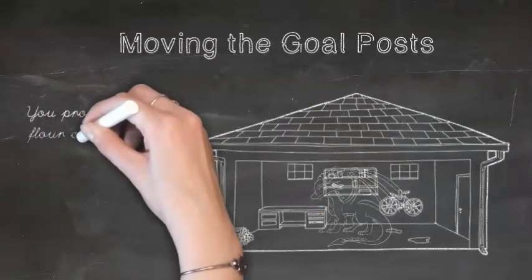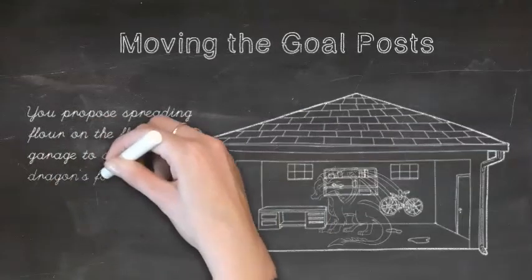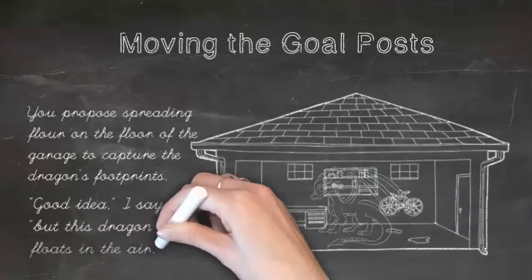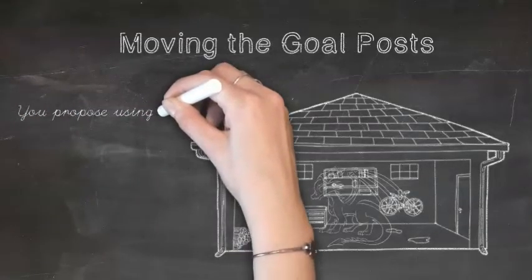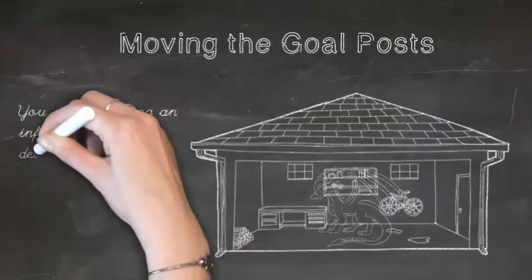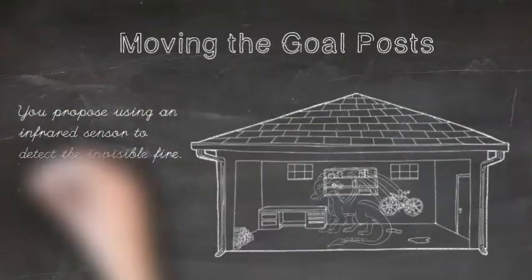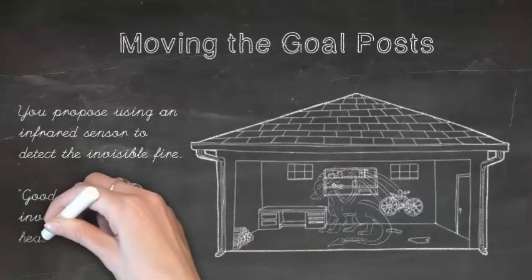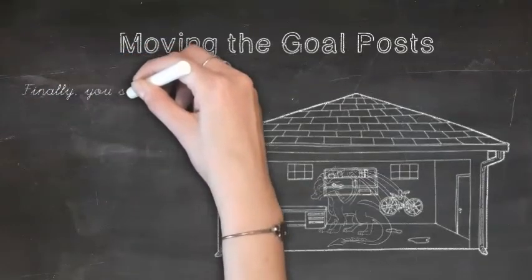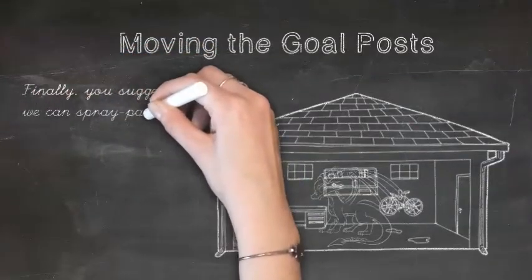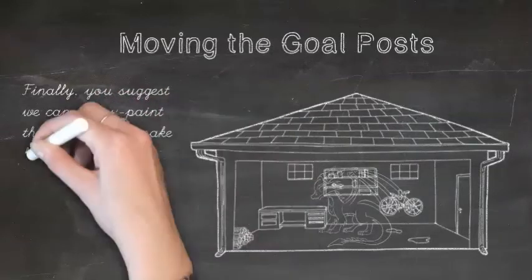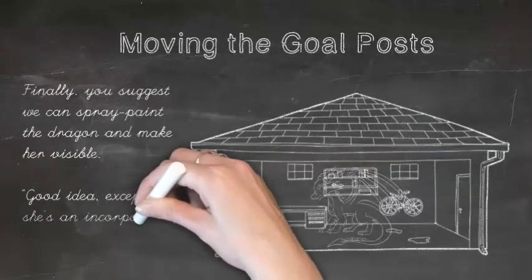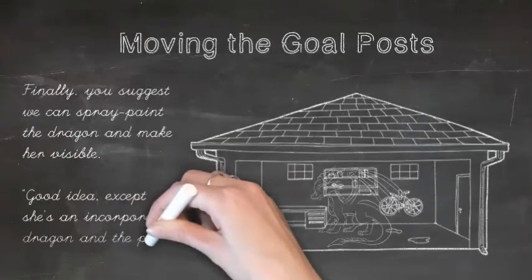You propose spreading flour on the floor of the garage to capture the dragon's footprints. Good idea, I say, but this dragon floats in the air. You propose using an infrared sensor to detect the invisible fire. Good idea, I say, but the fire is also heatless. Finally, you suggest that we can spray paint the dragon to make her visible. Good idea, I say, but this is an incorporeal dragon, and therefore the paint won't stick.